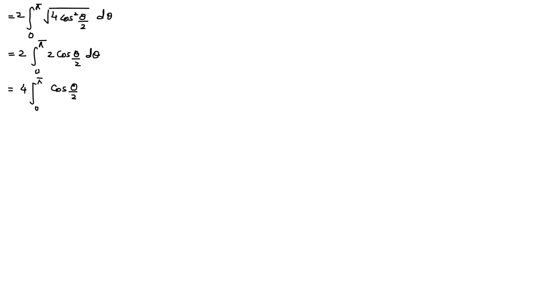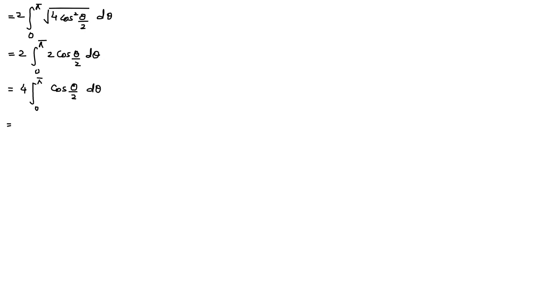So we get 2 integral from 0 to pi, square root of 4 cosine square theta by 2, d theta. If I remove the square root, that becomes 2, and that becomes cosine of theta by 2. Square root of 4 is equal to 2, and 2 multiplied by 2 is equal to 4, and 0 to pi cosine of theta by 2, d theta.